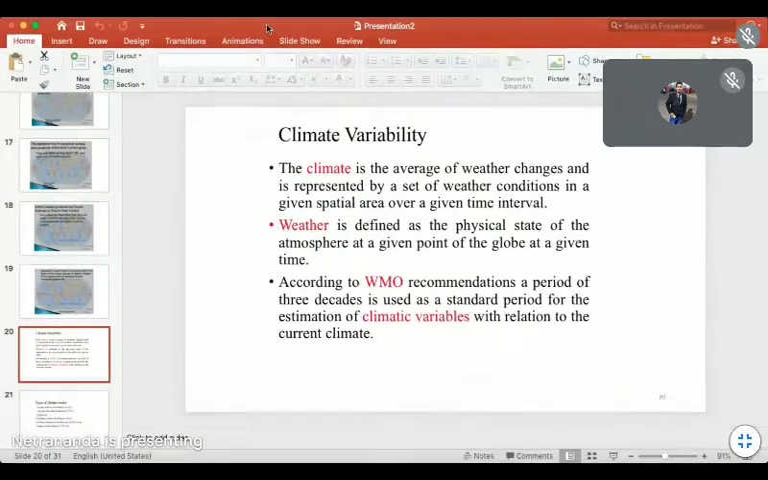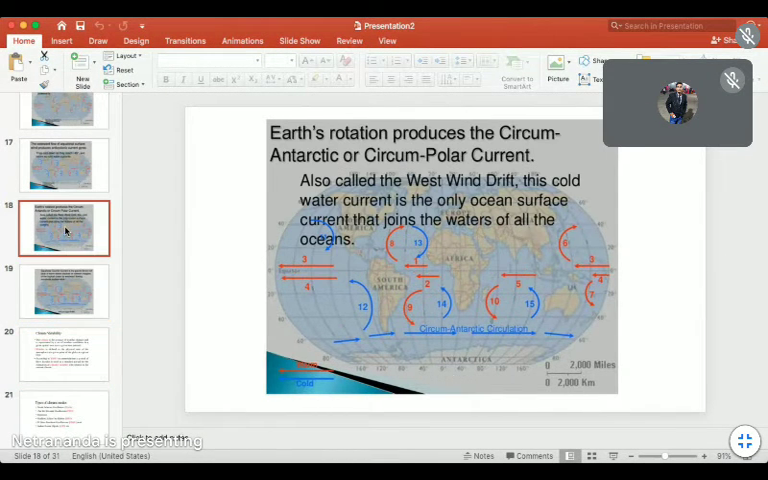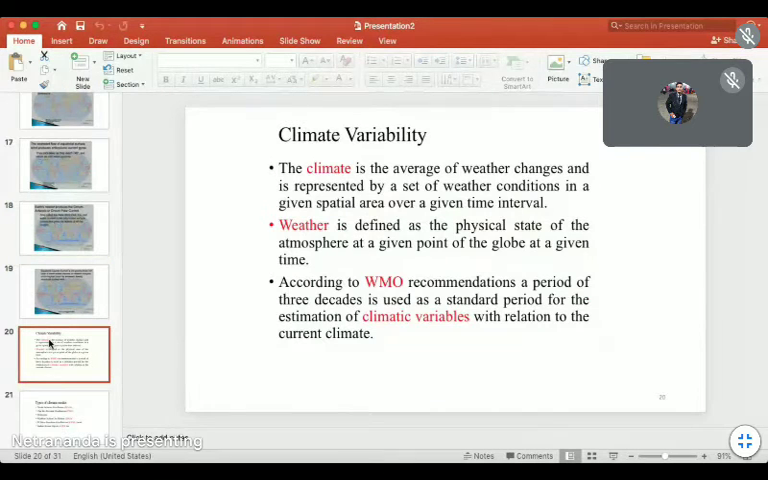Did you see the earlier one also like this? All this equatorial, you understood this? Yes, sir. Okay. So this climate variability I'm talking about, how this climate changes, whether it also has a link to the sea surface temperature warming.